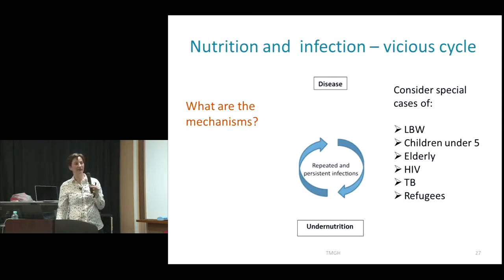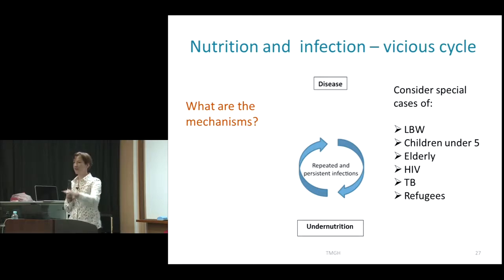So now the practical. We've talked a lot about this cycle between nutrition or undernutrition and infection and disease. But I want you to think a bit more about, well, what are these processes? How are these things happening? And to consider the special cases of low birth weight infants, and perhaps the elderly. But some of you might have specific interests in these groups of patients. Maybe what about HIV patients, or considering just general children under 5, TB patients, refugees.